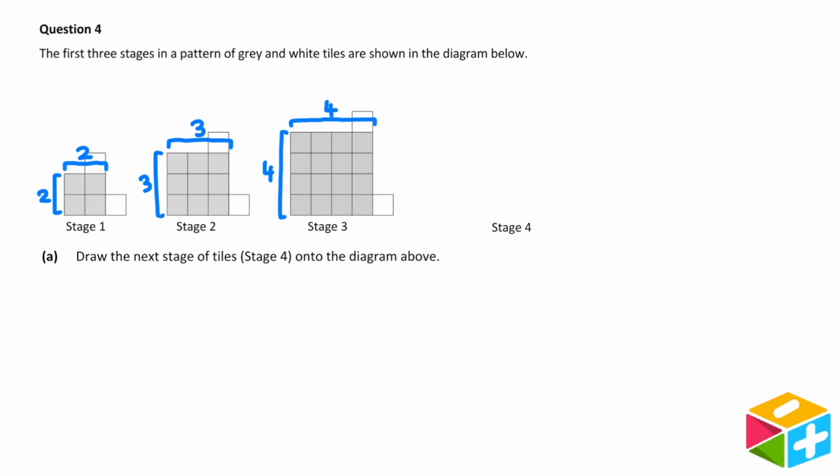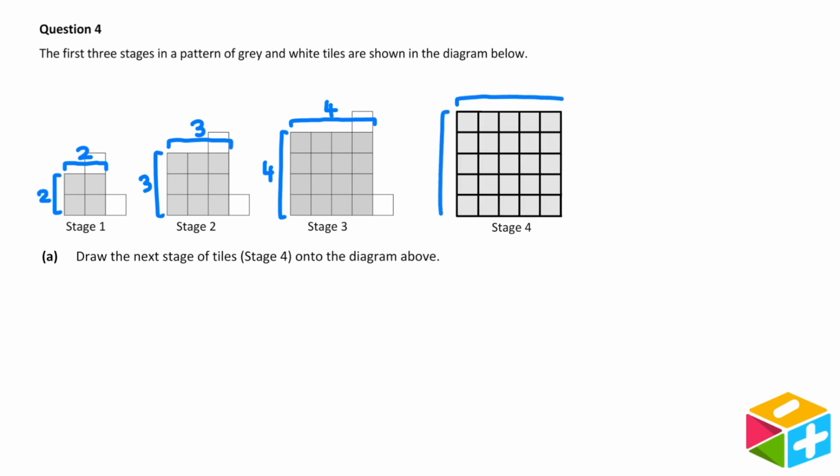So the pattern here is that the grey tiles form a square, and the length of the square increases by 1 in each stage. In stage 4, we'd have the grey tiles forming a 5 by 5 square.